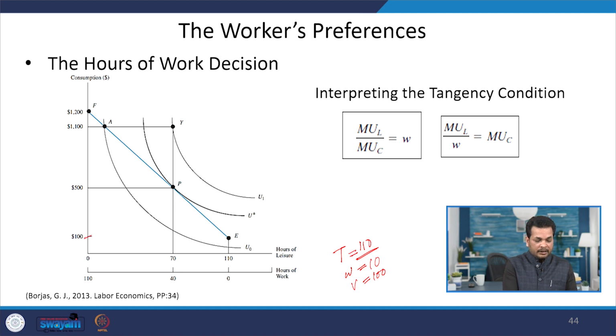With this $100 of non-labor income, the worker is at this point E, his endowment point. If the worker is going to work for the entire time available to him, then he can have a point here, point F, by spending all his hours available for that week, plus this 100 non-labor income. So, he can consume $1,200 worth of goods and services at this point F. Now, this is his opportunity set.